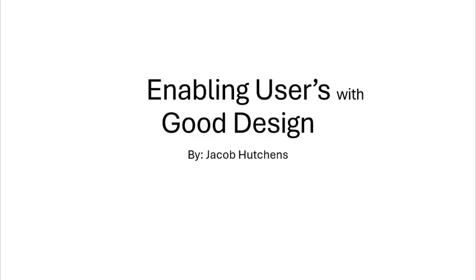To do this effectively, we have to look at design across three distinct layers of a system: the UI, the API, and the database. Let's dive into how each of these layers can either enable or inhibit our users.